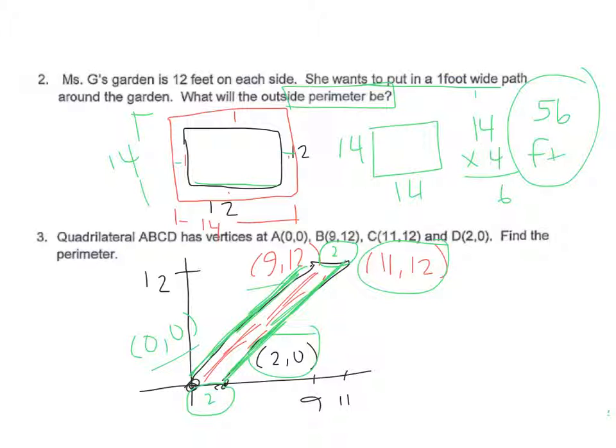In the end, what you do is you're going to add up 2 plus 2 plus this distance plus this distance. And leave your answer in units because there aren't any units. That's kind of the generic one if there's not a feet or centimeters.